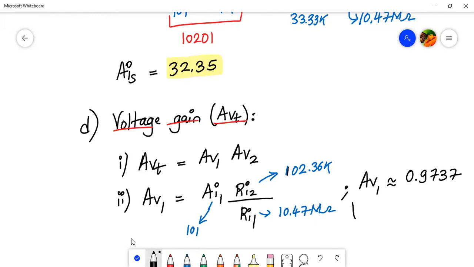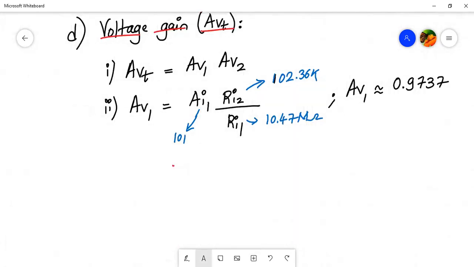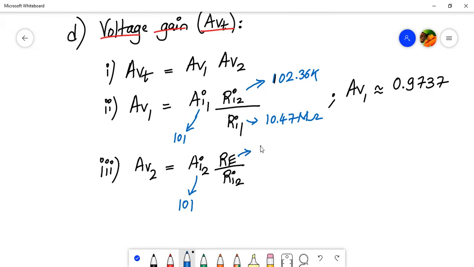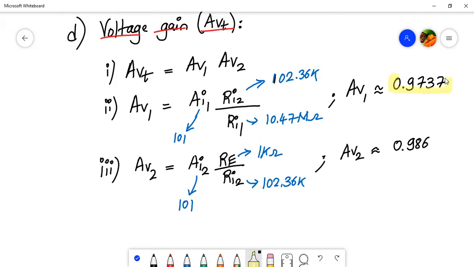All right. Now let's calculate the value of AV2. Third point will be calculation of AV2. The AV2 expression, as we discussed, was given by AI2 into RE divided by RI2. What was the value of AI2? 101. RE value is how much? Its value is 1 kilo ohm. And RI2 value is 102.36. If you plug in all the values in the calculator, you should get AV2 approximately equal to 0.986. Let me confirm. Yeah, it is 0.986.